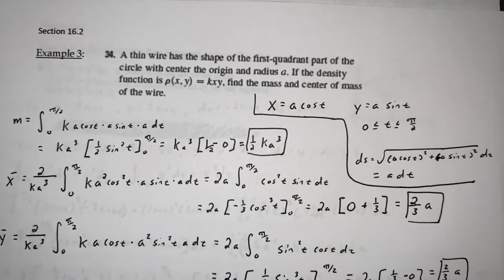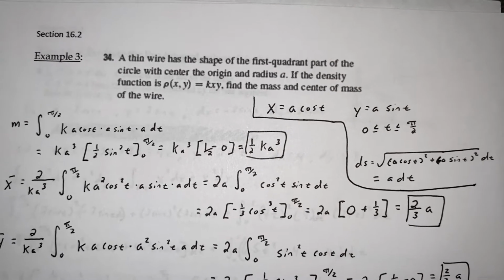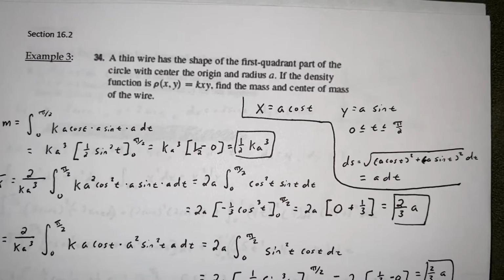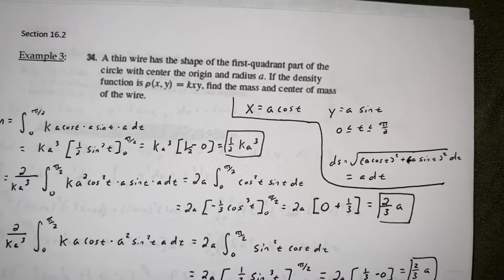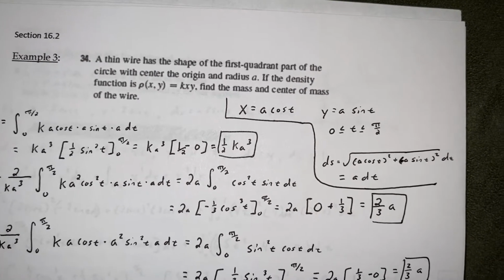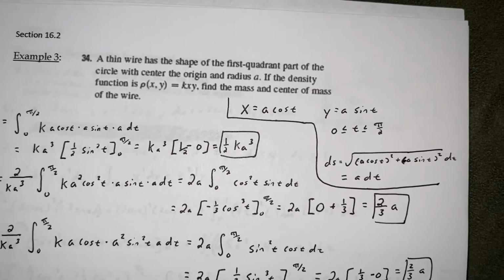All right, so a thin wire has the shape of the first quadrant part of the circle with center at the origin and radius a. The density function is rho(x, y) equals kxy. Find the mass and center of mass of the wire.